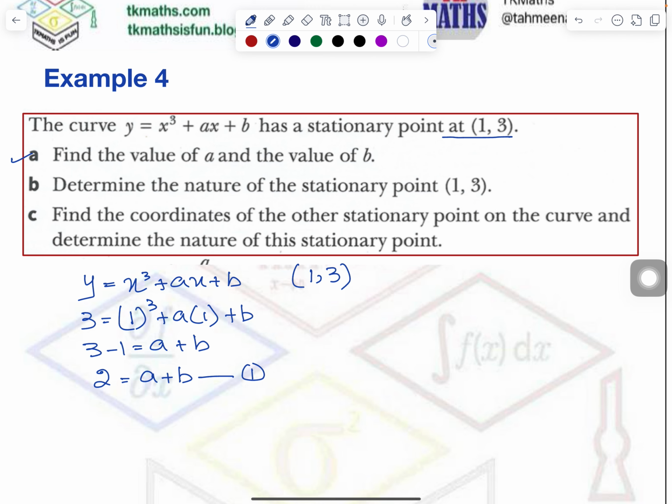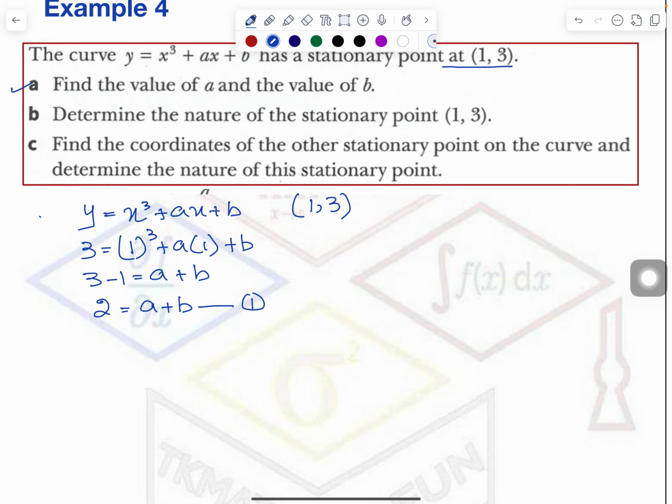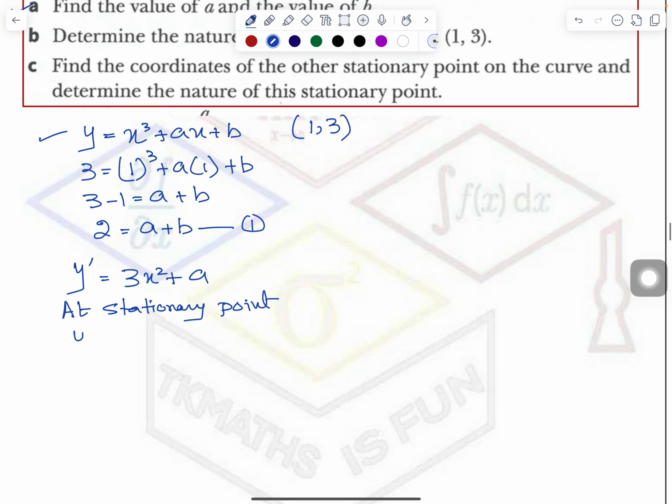Equation number 1. Now what will you do? You are right. You will differentiate this equation which is given to you, and you will put it equals to 0. Why? Because at a stationary point, the rate of change is 0. So you can say at a stationary point, this thing is 0. And I will substitute the value of x here. So I get the value of a equals to minus 3.